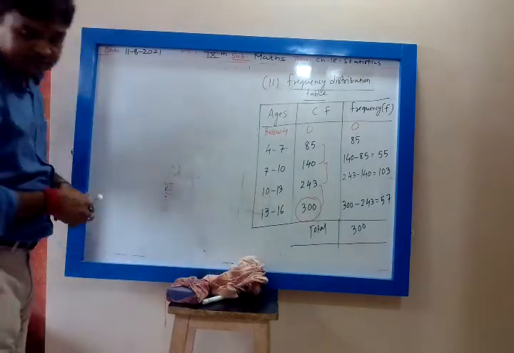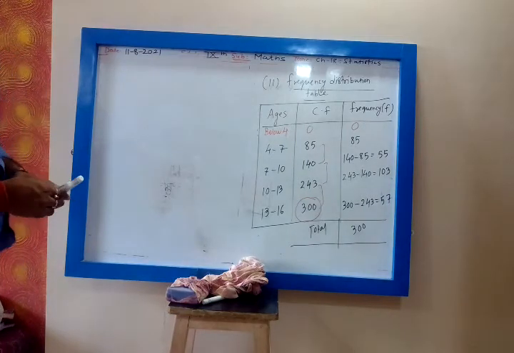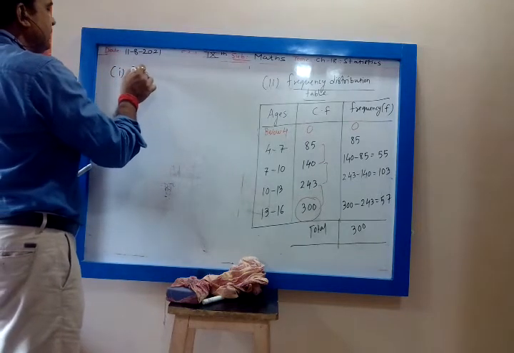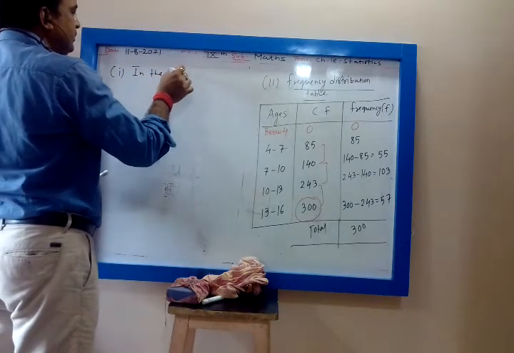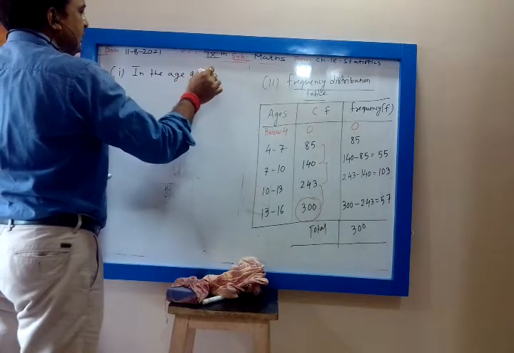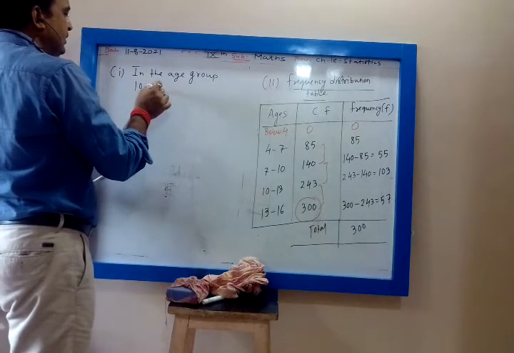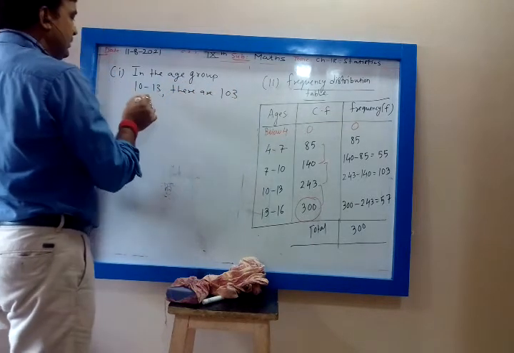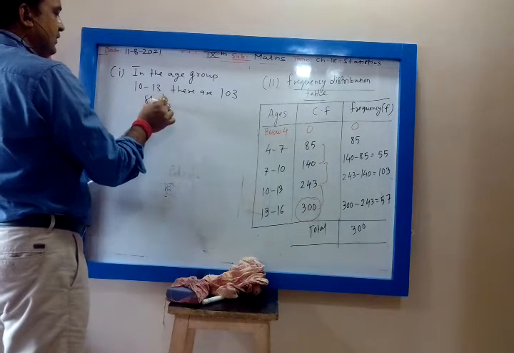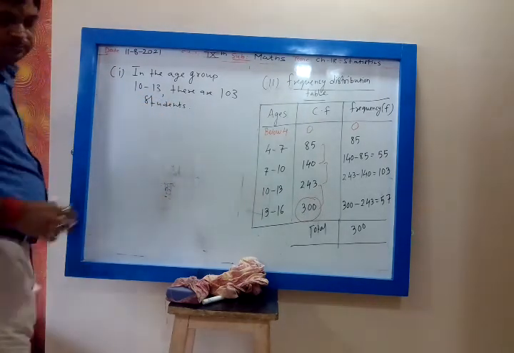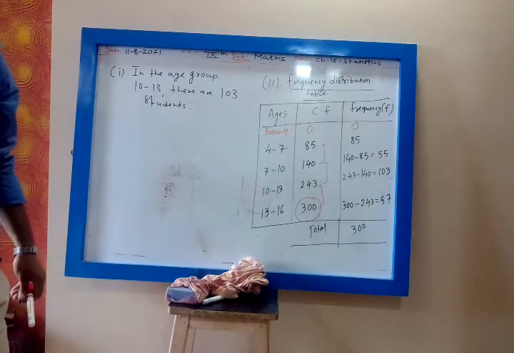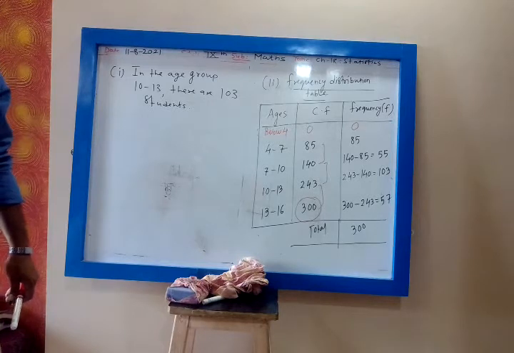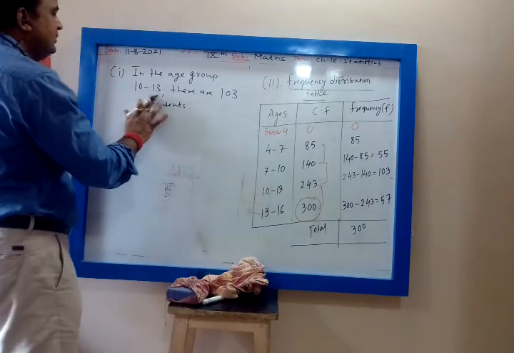So now we write the first question. State the number of students in the age group 10 to 13. In the age group 10 to 13, there are 103 students. Do not write students because it is not given.